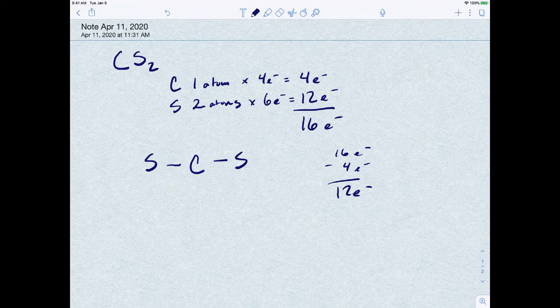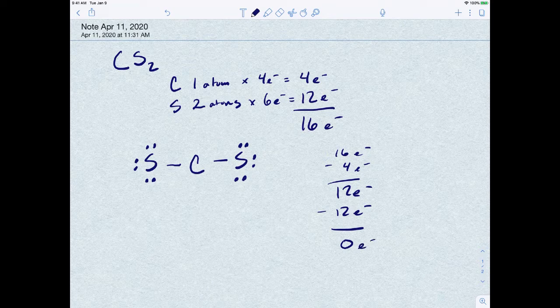Next, I want to make sure that each of the outside atoms is following the octet rule. That means I've got to put in the lone pair electrons. Starting with the sulfur on the left, I'm going to put in my lone pairs. That's 2, 4, 6, 8, 10, 12. All right, so I've used up all of my electrons.